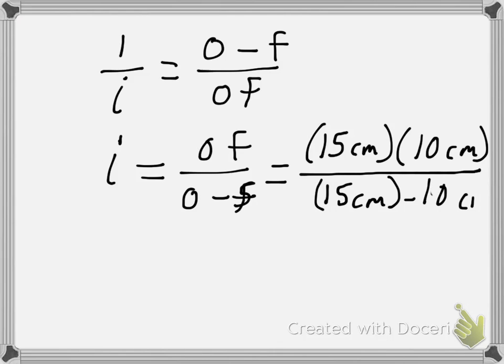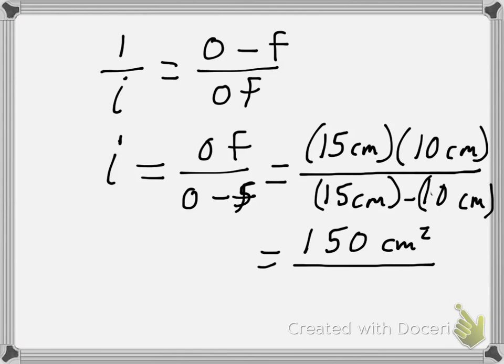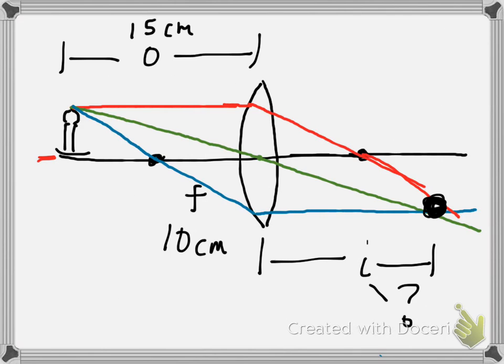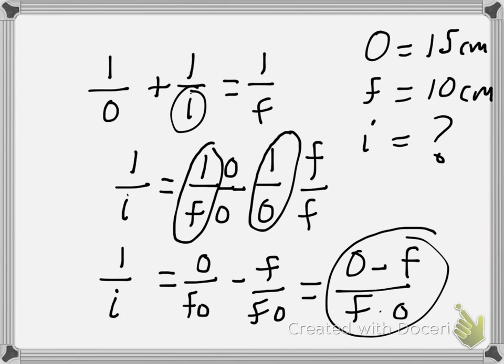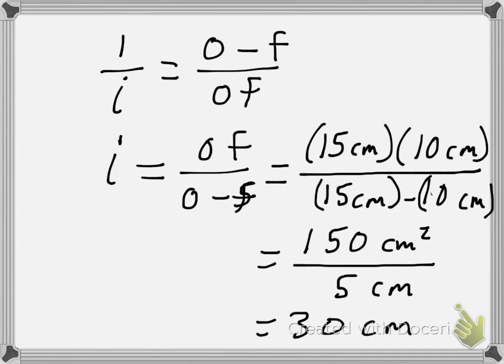Minus 10 centimeters. All right? And so this is going to be 150 square centimeters divided by 5, or equal to 30 centimeters. So in this case, in this drawing, the image is actually going to be twice the distance of the object. All right? So the image will be twice the distance of the object, but that's not always necessarily the case. They won't always work out like that. Okay, so that's a quick example.